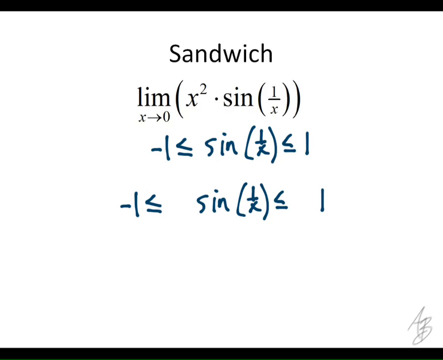So we have x squared times negative 1, x squared times the sine of 1 over x, and x squared times 1. This inequality is still going to be true. X squared times the sine of 1 over x is always going to be between, and let's simplify this here, x squared times negative 1, which is just negative x squared, right? So it's always going to be between negative x squared and positive x squared. Do you guys understand how I got that?